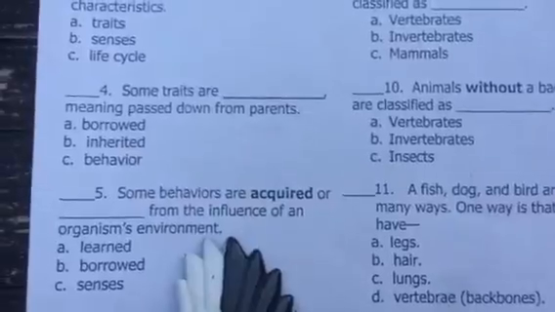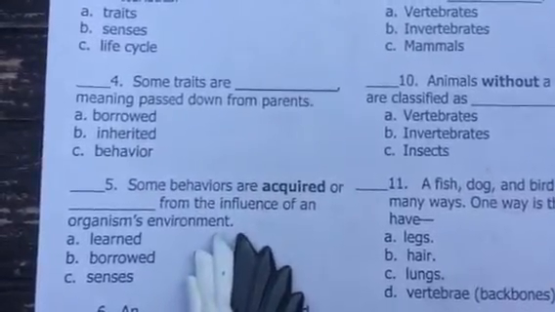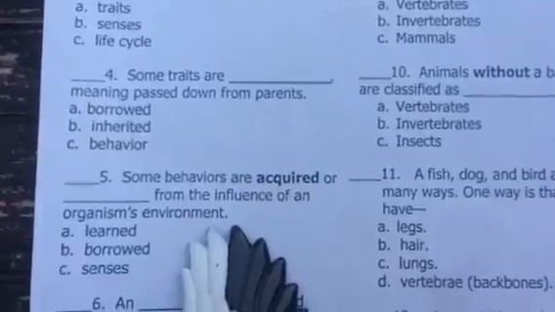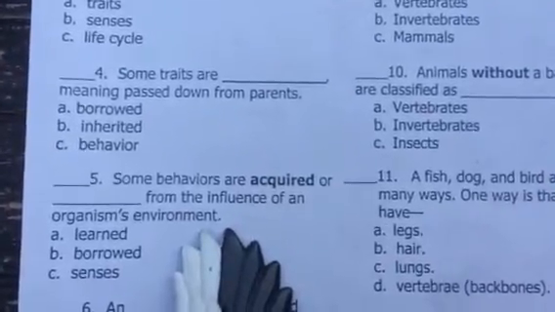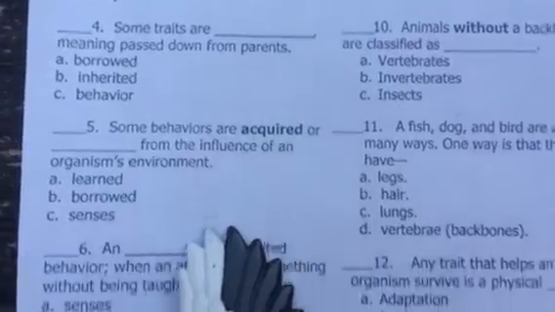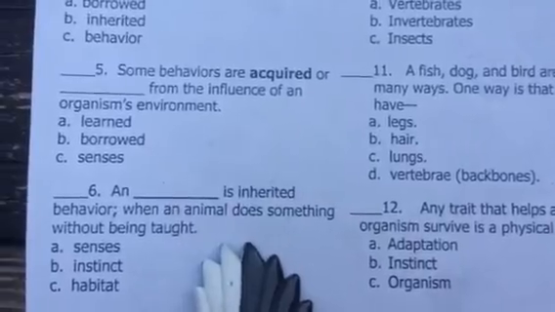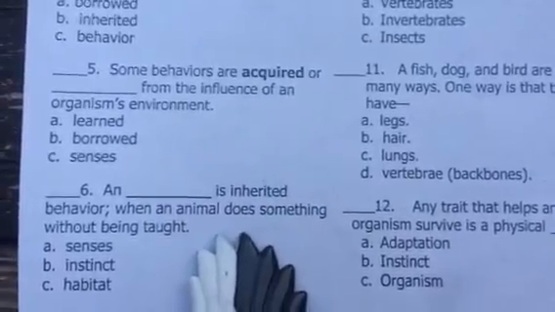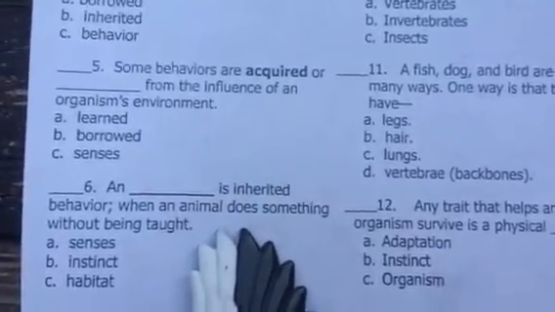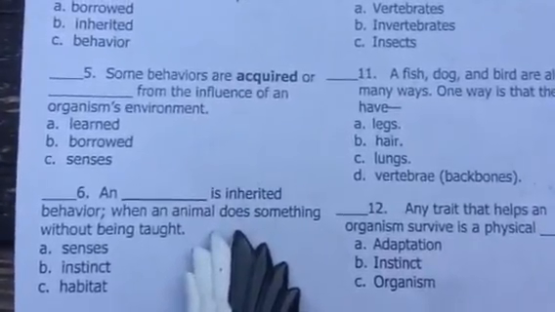5. Some behaviors are acquired or blank from the influence of an organism's environment. A. Learned. B. Borrowed. C. Senses. 6. An blank is inherited behavior when an animal does something without being taught. A. Senses. B. Instinct. C. Habitat.